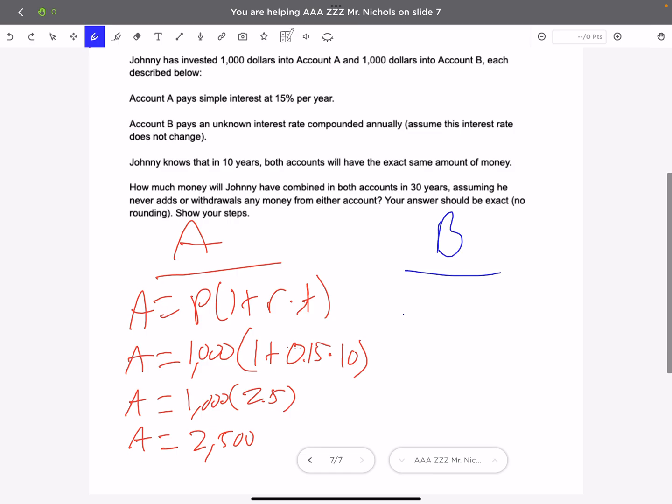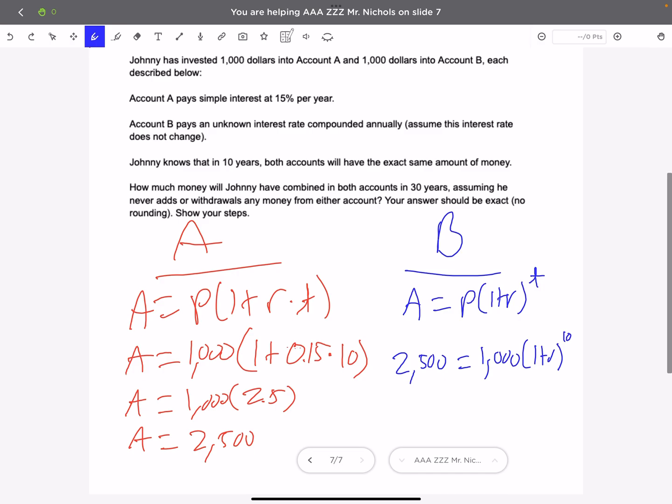Now that brings us over to part 2B. Remember here we're working with A is equal to P times 1 plus R to the T. Now technically we would have an N and an N, but in this case it's annual, so we don't actually need an N because we're just compounding it once per year. So after 10 years, we have a final amount of $2,500 is equal to P, which is our $1,000, because we have the same, times 1 plus R to the 10th power.